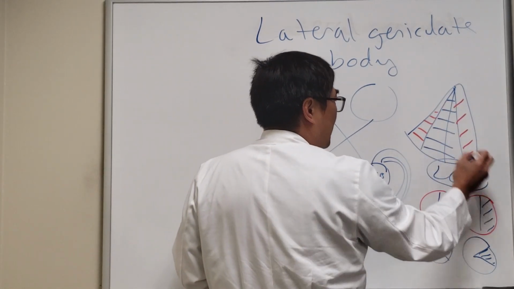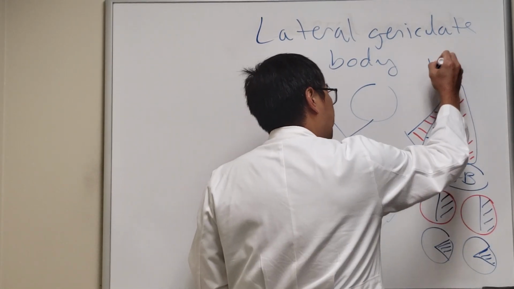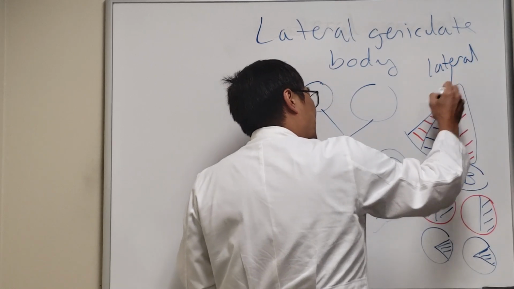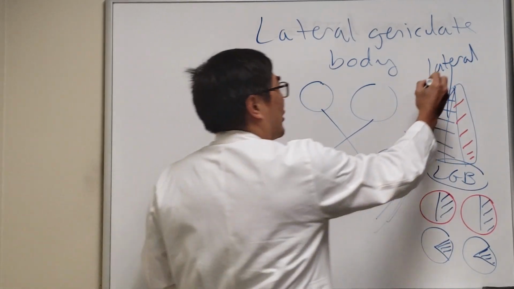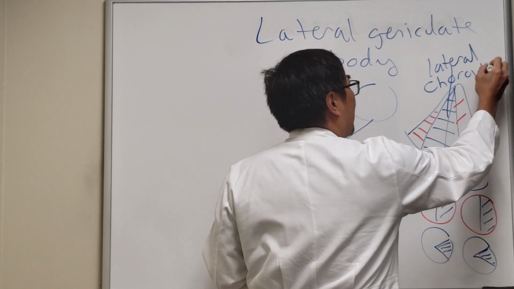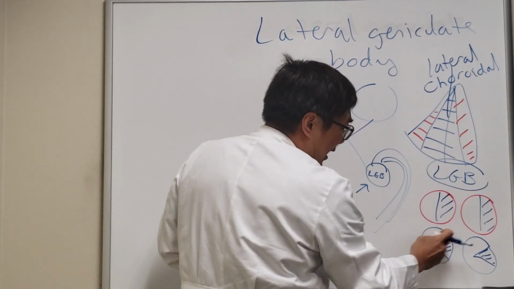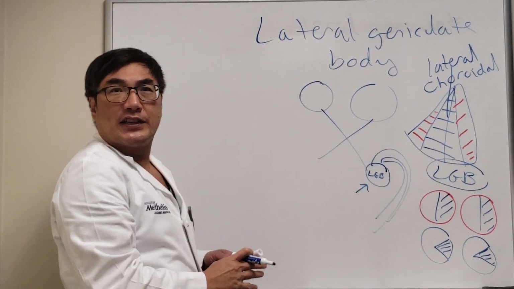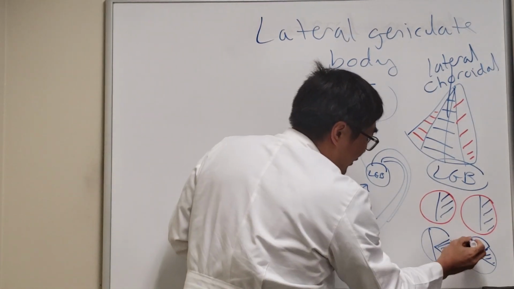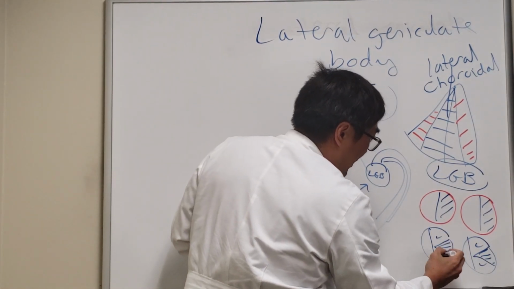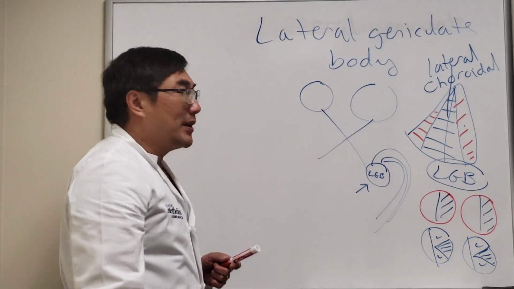geniculate body. So the blood supply to the geniculate body here might involve just the lateral choroidal artery, and that involvement of the lateral choroidal artery knocks out the wedge of fixation and spares the top part and the bottom part of the visual field.